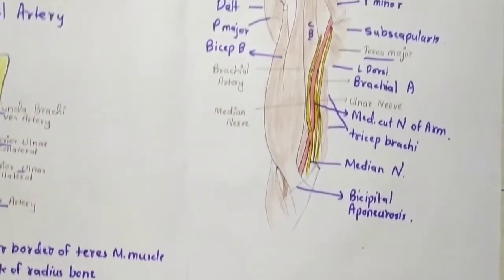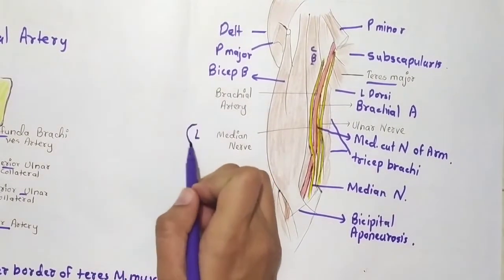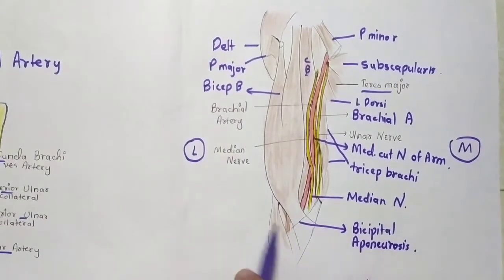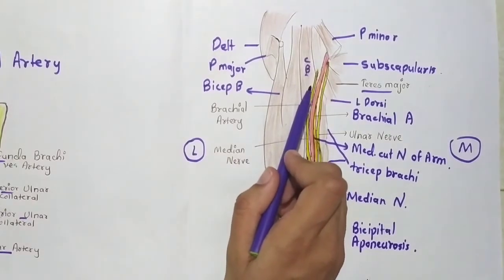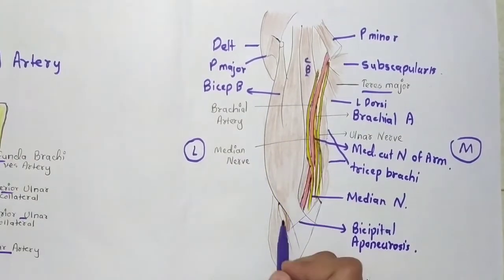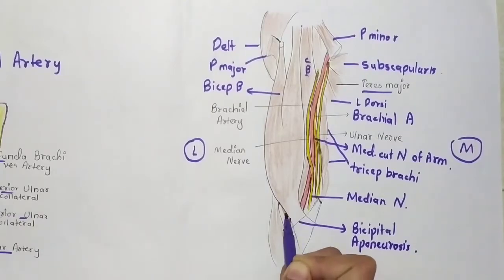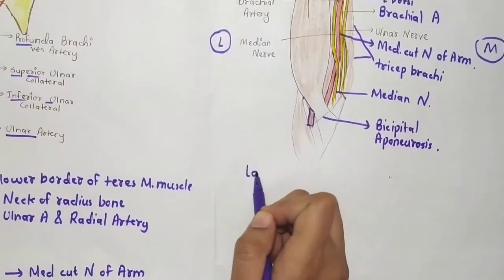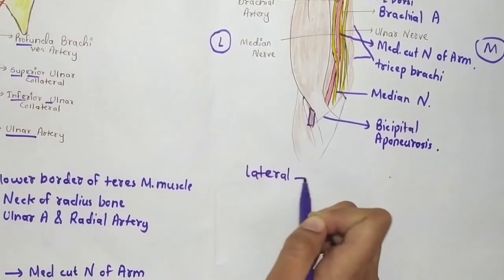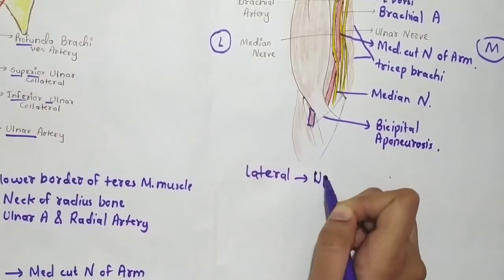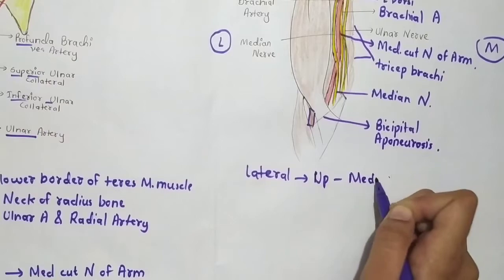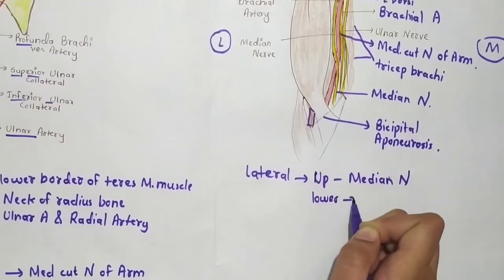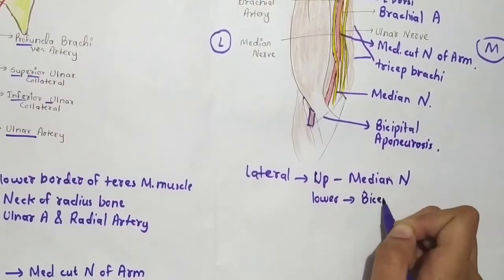Now in the lateral relation, this is the lateral side of this diagram and this is medial. In the lateral relation, in the upper part you can see the median nerve, and in the lower part there is the biceps tendon, the tendon of the biceps brachii muscle. So in the lateral relation there is, in the upper part, the median nerve, and in the lower part, the biceps tendon.